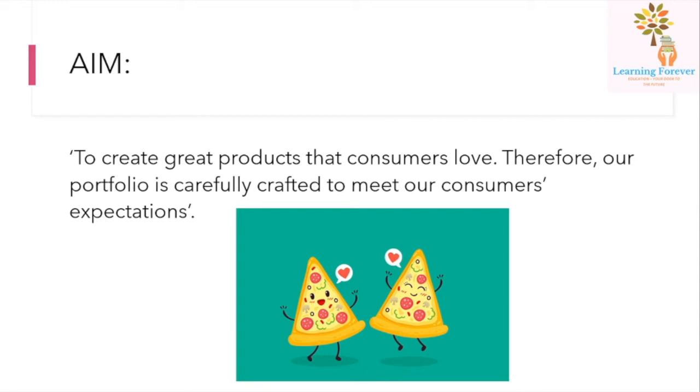So now let's look at what the aim of this brand is. When we are using the Porter's analysis, make sure that we are giving a background about why we require this. So in this we will write the aim. For example, if we are using the Domino's aim, why does it exist? It exists to create great products that consumers love. Therefore, their portfolio is to carefully meet the customer's expectations.